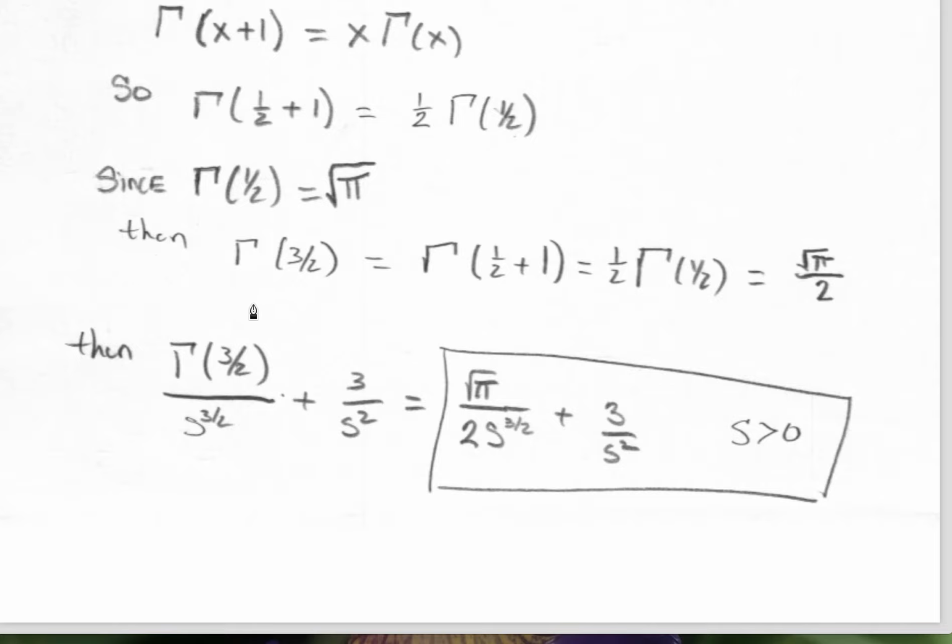But then gamma of 3 over 2 is equal to gamma of 1/2 plus 1, which is equal to 1/2 times gamma of 1/2. So since gamma of 1/2 is equal to root of pi, then gamma of 3 over 2 is equal to the root of pi divided by 2. So then our Laplace transform becomes root of pi over 2 times s to the 3/2 plus 3 over s squared, where s is bigger than 0.